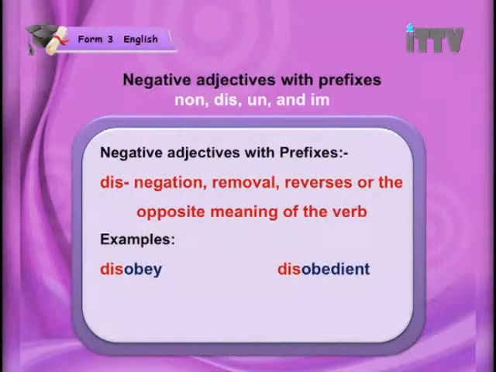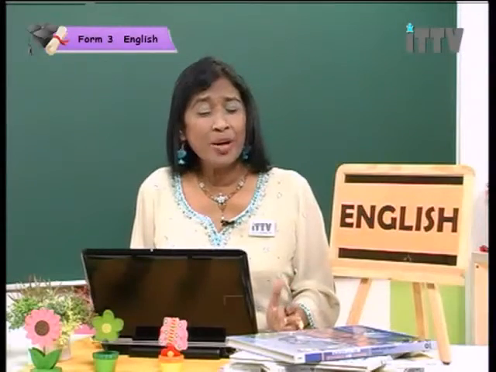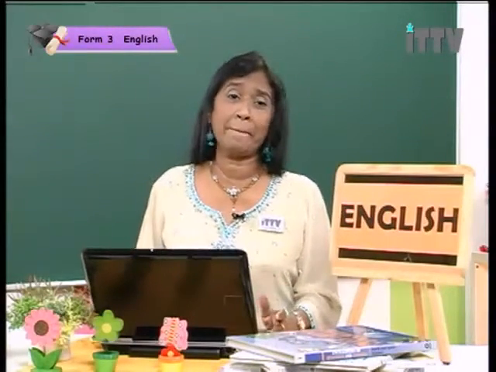Next, disobedient. All right. Now, obedient. What kind of a child is that? Oh, she is an obedient child. But if she breaks rules, doesn't follow instructions, then you will say, well, she is a disobedient child. Do you understand, students?